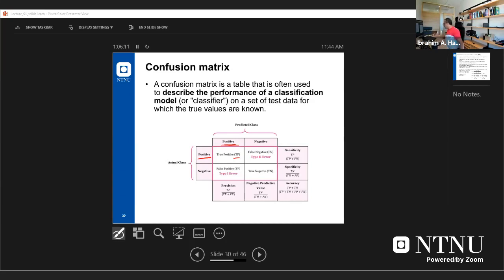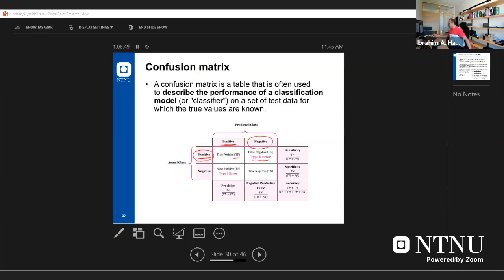And when it's positive and it's misclassified as negative, we call it false negative. So a patient is positive, but he will be classified as negative, does not have the disease. In this case, we call it false negative, and it's a type 2 error. On the other side, we have the negative class. If a negative class is misclassified as positive, we call it false positive, and it's a type 1 error.